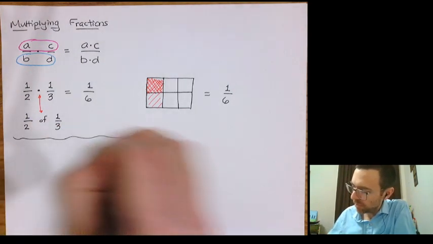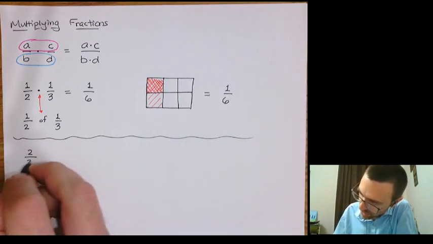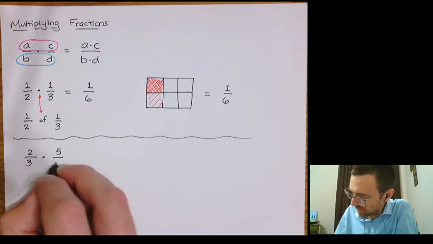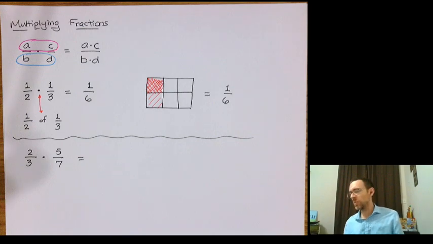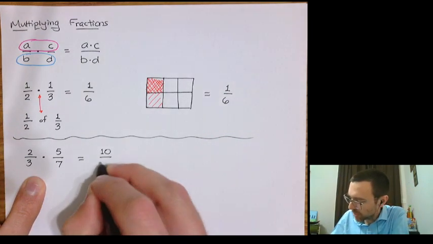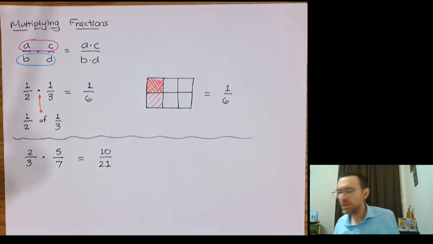So, if I take 2/3 times 5/7, just do what we did above. Multiply straight across. So 2 times 5 is 10, 3 times 7 is 21. Now what you would do here is to see, does this simplify? Can I reduce 10 over 21? But the answer is no.